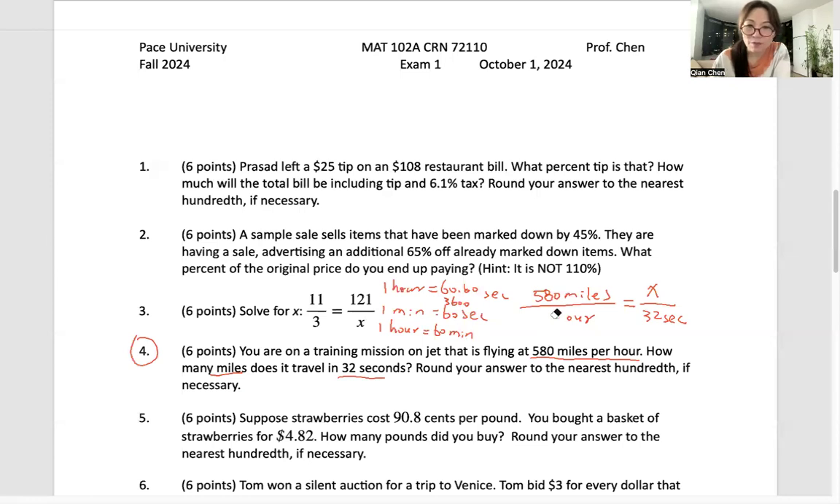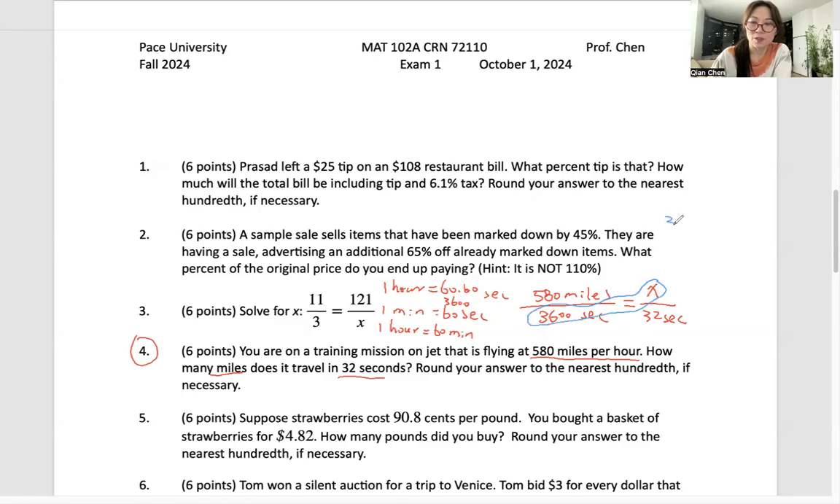So we convert this 1 hour into 3,600 seconds. Now the units are aligned, so now we can do the calculation. Once the units are aligned, we just do cross multiplication. So we cross multiply, forget about units.